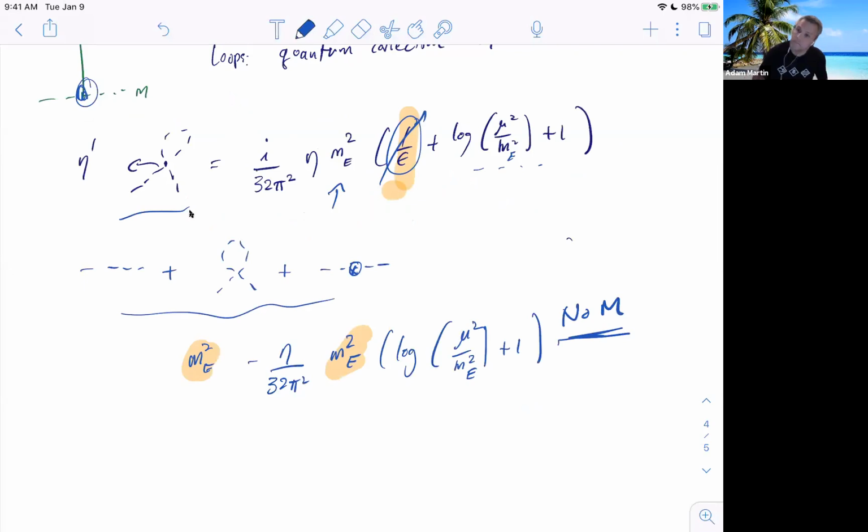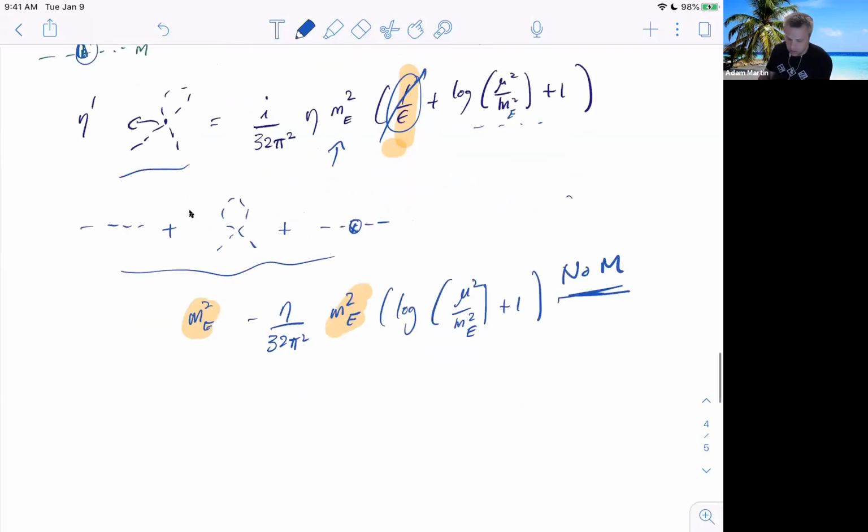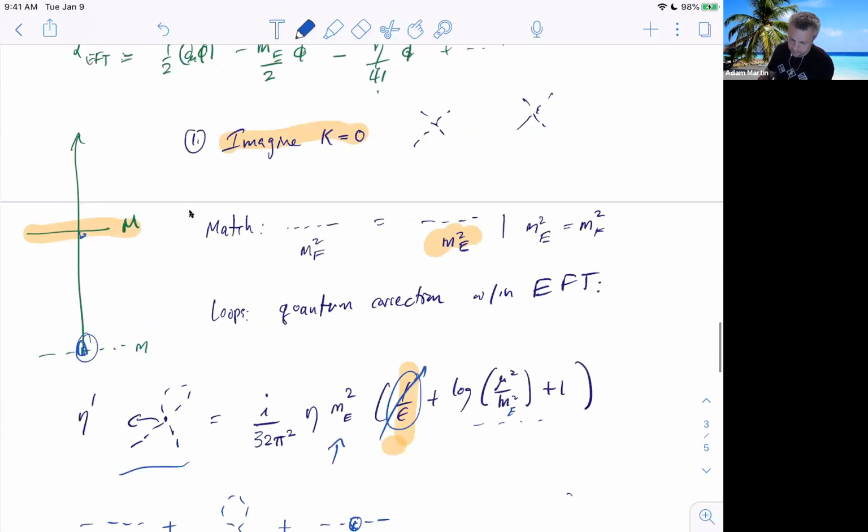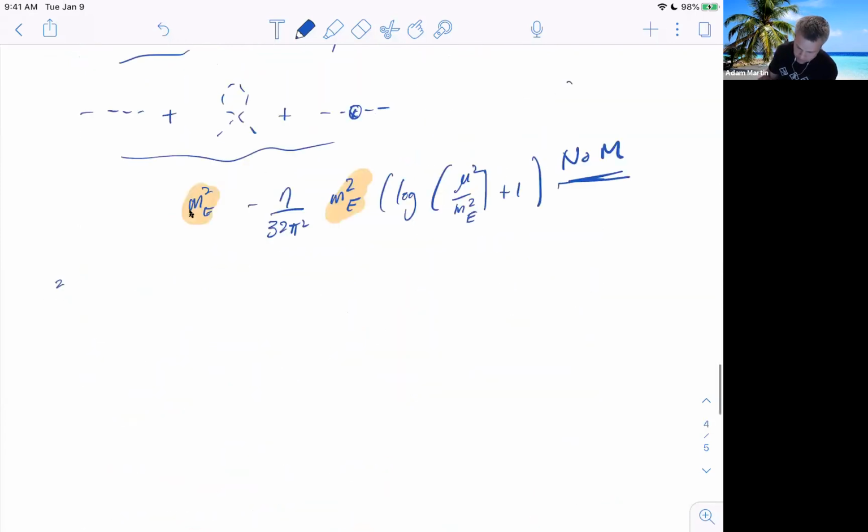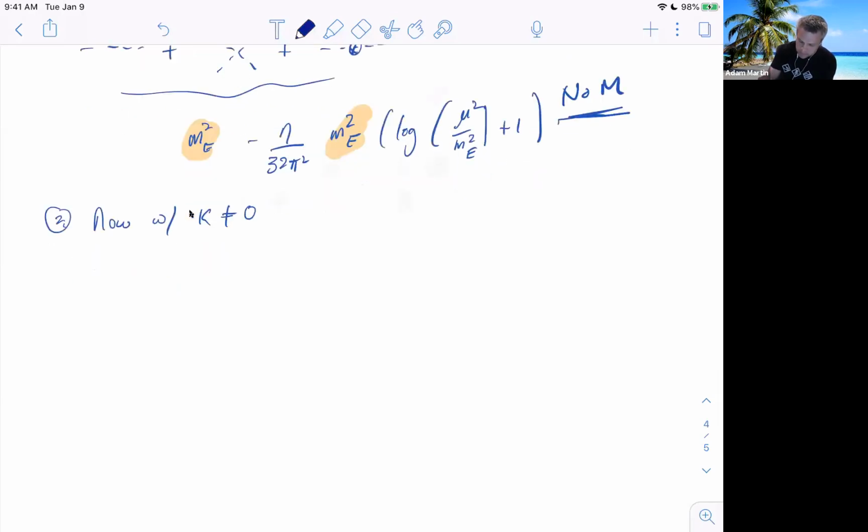All right, let's repeat with kappa not equal to 0. Now we want to match again. This is a loop level matching, right? Which is why we had to speak at the beginning of this lecture a little bit about loop level matching. What's happening in the full theory? I guess we do want L full.